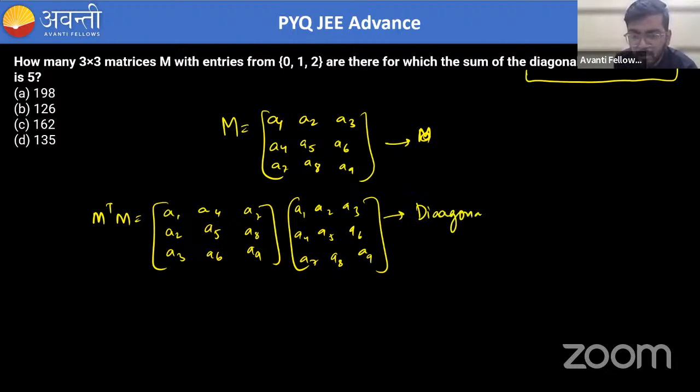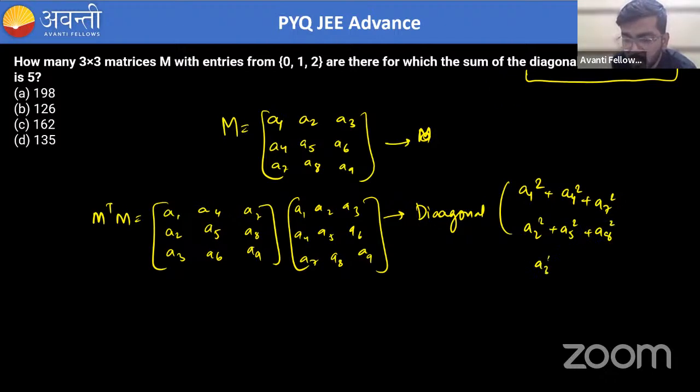For the first element, the diagonal entry will be a1 square plus a4 square plus a7 square. Then the second will be a2 square plus a5 square plus a8 square. The third diagonal element will be a3 square plus a6 square plus a9 square. So it is saying that the sum of all these diagonal entries is equal to 5.